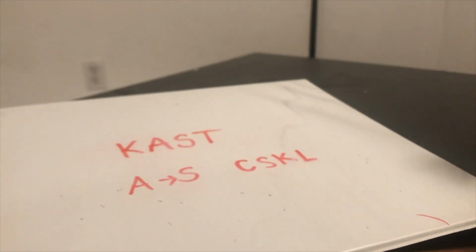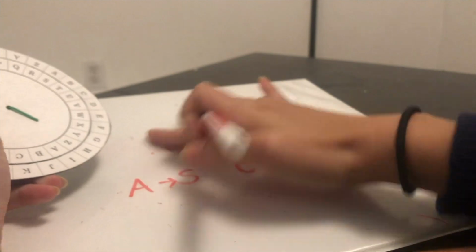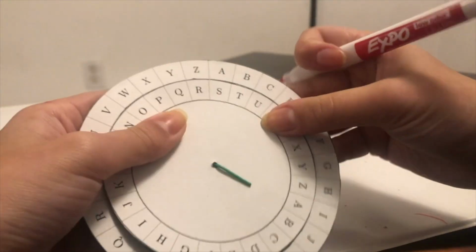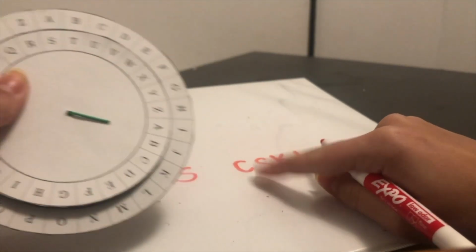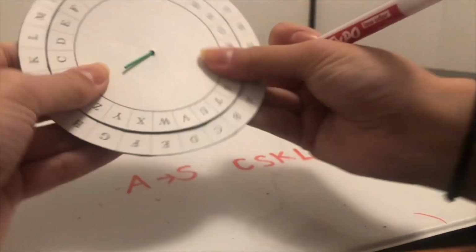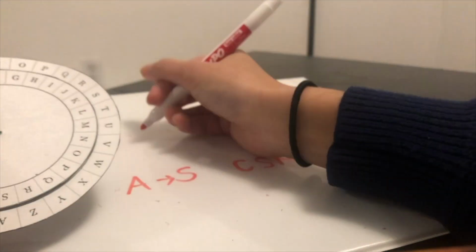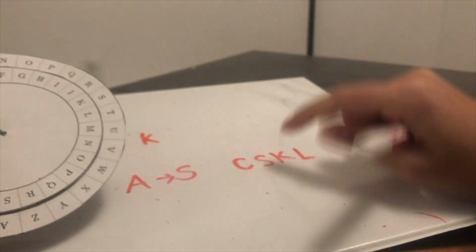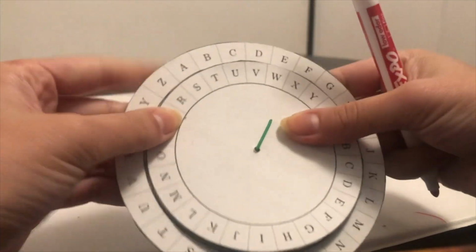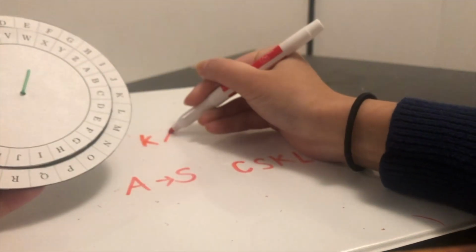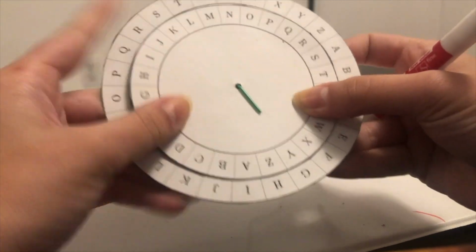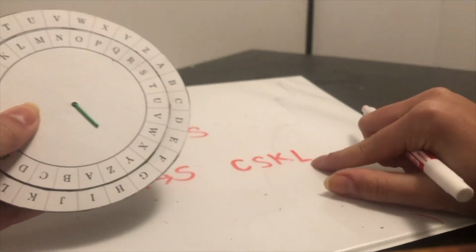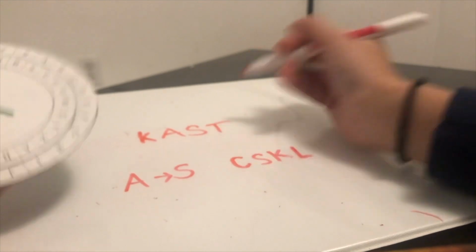Now, if we want to go backwards, so we don't have this, and we have the index of A to S, we're going to make sure that that's there, and we're going to decrypt this message. So first we start with finding C on the inner circle this time, and see that it matches to K on the outer circle. Then S on the inner circle corresponds to A on the outer. Then K on the inner corresponds to S on the outer, and L corresponds to T, and we've decrypted the message.